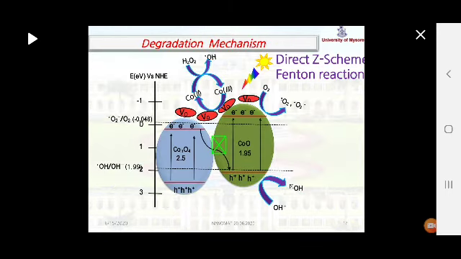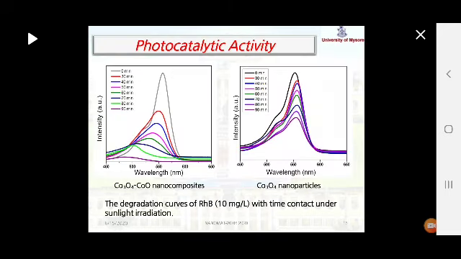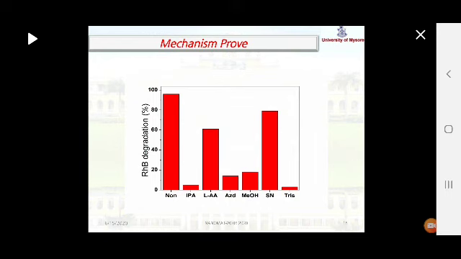The photodegradation mechanism of the composite, as shown here, follows direct Z-scheme charge transportation along with the Fenton reaction. The oxygen vacancies generate H2O2, which activates the Fenton reaction. Moreover, the oxygen vacancies accelerate the redox cycle of the cobalt ions, exchanging from Co3+ to Co2+ ions, which can react with H2O2 and generate OH radicals. Here we can also see the electron reacting with oxygen vacancies and generating singlet oxygen. The mechanism supports our proposed mechanism.